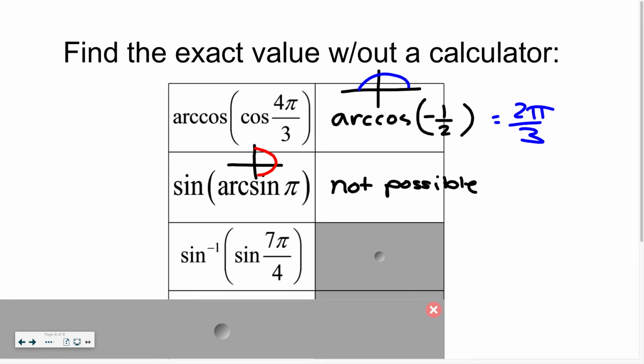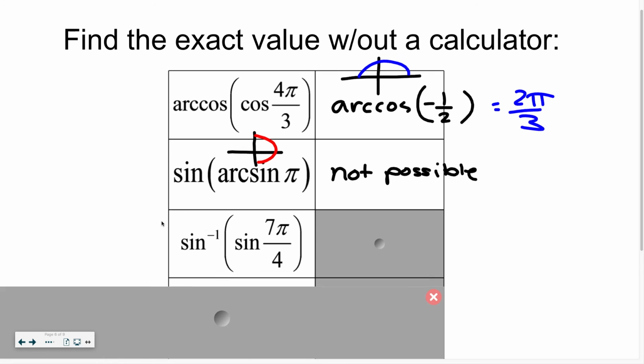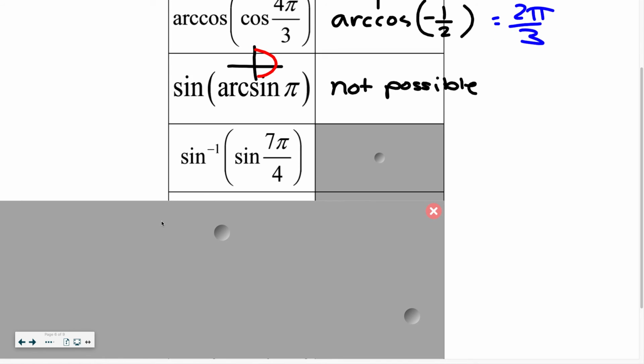Okay, you try thinking about this one. The inverse sine of the sine of 7 pi over 4. Is saying sine to the negative 1, is that the same thing as saying arc sine? Arc sine and inverse sine are the same thing, yes. Anytime you see that notation with the negative 1, it's calling it an inverse.